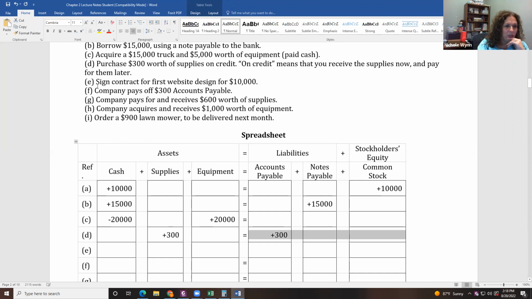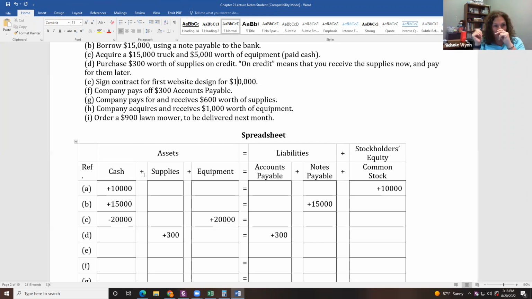Okay. So letter E, sign contract for first website design, 10,000. Well, I guess now I know what we do for a living, because apparently we've been accumulating money and we bought a truck. Why did we buy a truck to design a website? Whatever. So I assume my other equipment hopefully was a computer, maybe other computer equipment. I don't know. But we're going to design websites.